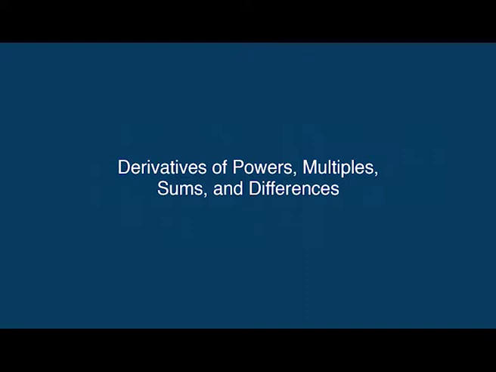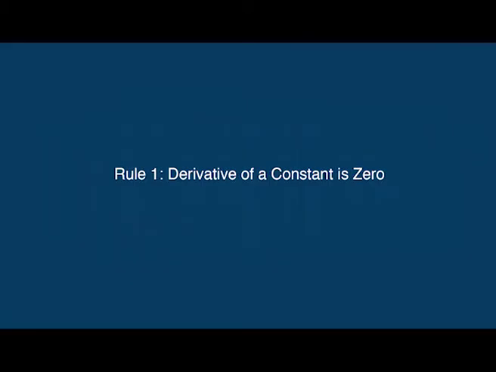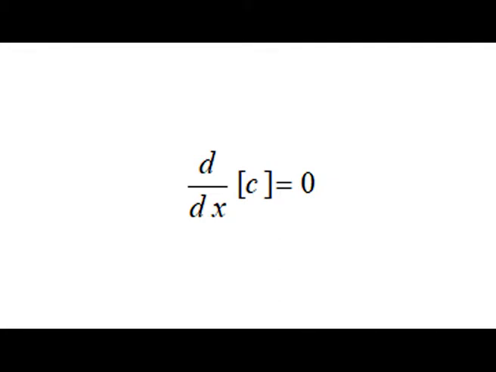Derivatives of powers, multiples, sums and differences. The first rule of differentiation is that the derivative of every constant function is 0. Rule 1, derivative of a constant is 0. If c is a constant, then d upon dx of c is 0. We prove this as follows.